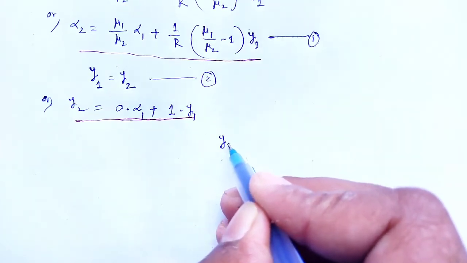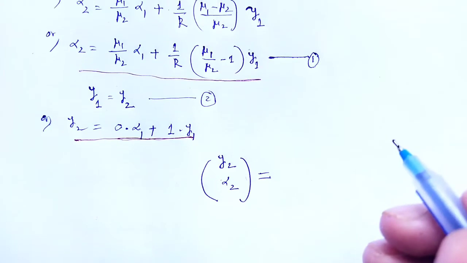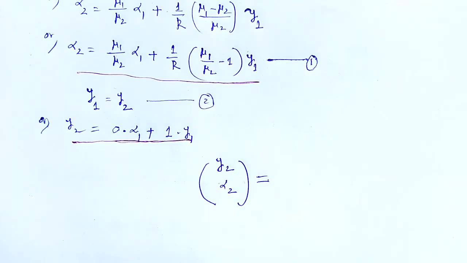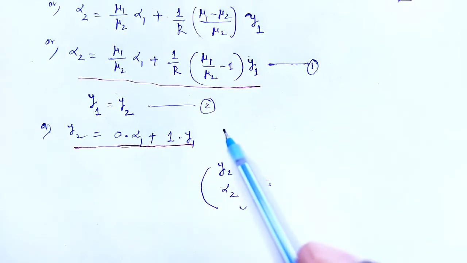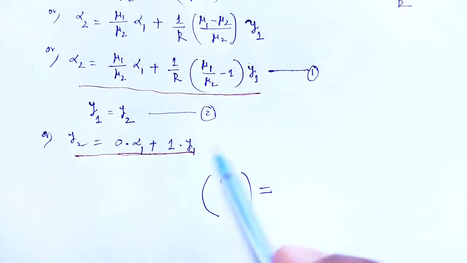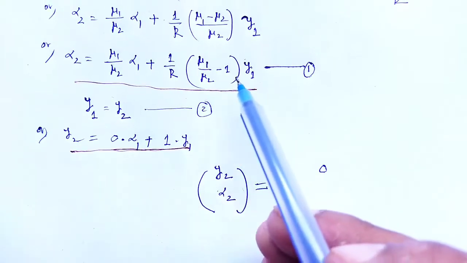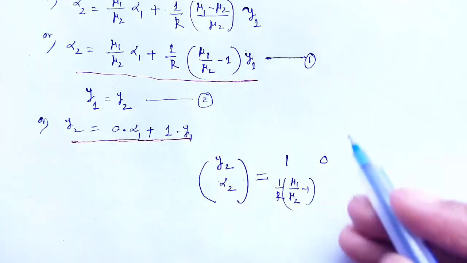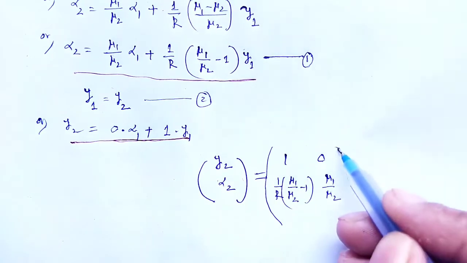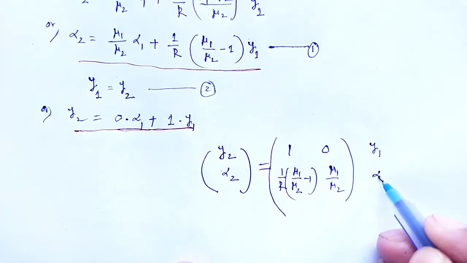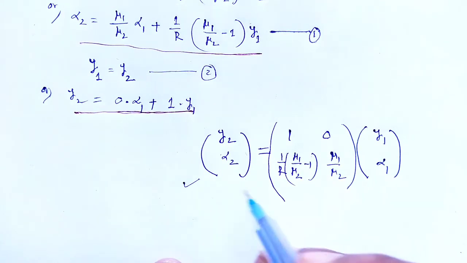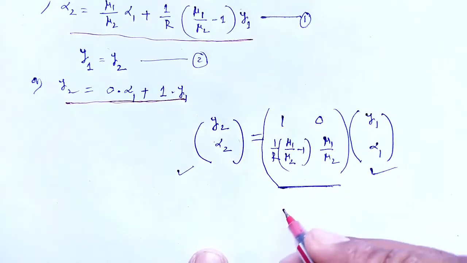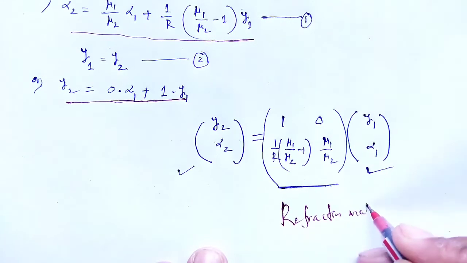So y2 alpha 2 is equal to a matrix. Here is that matrix, 1 0. Let first we take the y1 term. So 1 0, then 1 by r, mu1 mu2 minus 1, here mu1 by mu2, into y1 alpha 1. That is the output matrix, that is the input matrix. And that matrix is known as the refraction matrix.